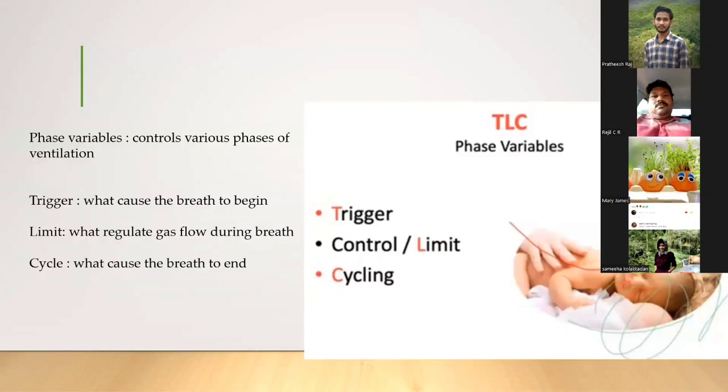Trigger എന്ന് വെച്ചാൽ what causes the breath to begin. വെന്റിലേറ്ററിന് എങ്ങനെ അറിയാം ഒരു ബ്രെത്ത് കൊടുക്കണം? That is the trigger. Limit: what regulates the gas flow during breath? എങ്ങനെ വെന്റിലേറ്ററിന് അറിയാം എത്ര വരെ കൊടുക്കണം? Cycle: what causes the breath to end? Expiration എപ്പോ തുടങ്ങണം? Cycling means cycling between inspiration and expiration.